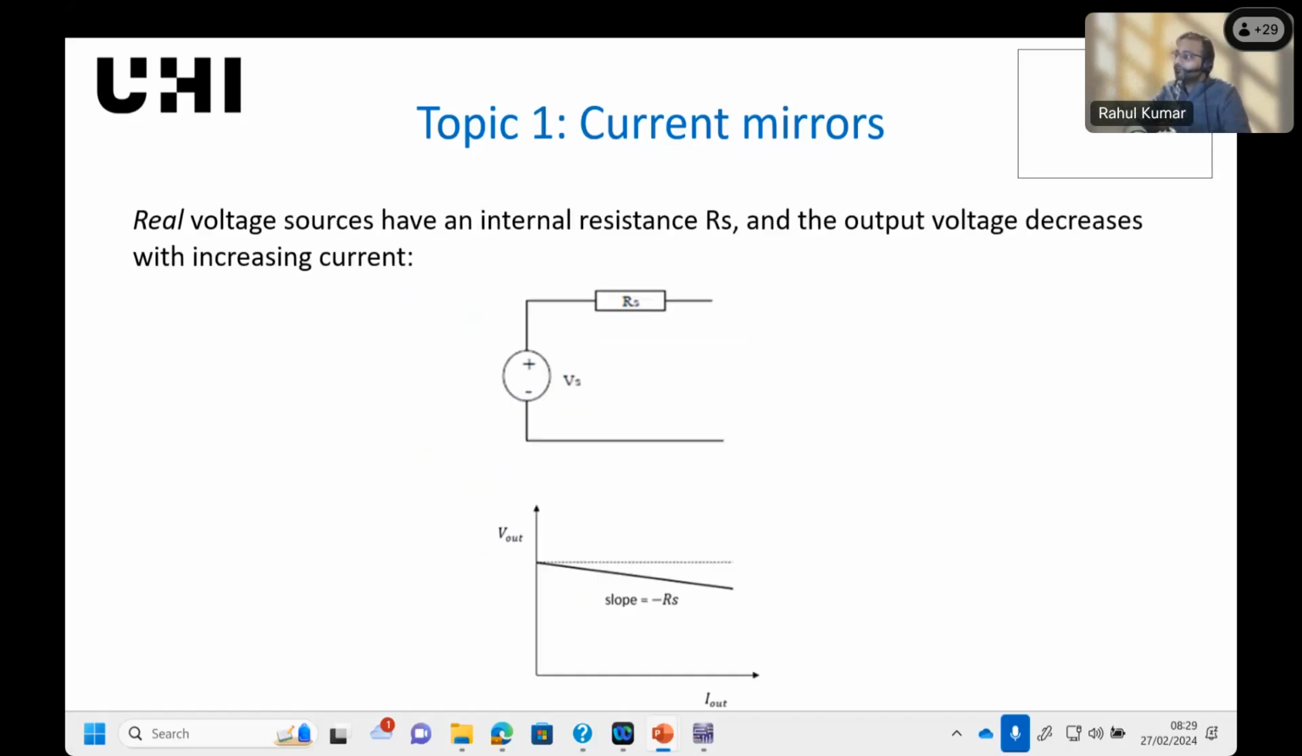So, in real life, the voltage source will tend to give us a smaller voltage when the current becomes large. Something like this. As and when the current increases, the voltage tends to drop. Right? It's because of the internal resistance. We all know Ohm's law. So if we increase the current, the voltage will reduce. Right?